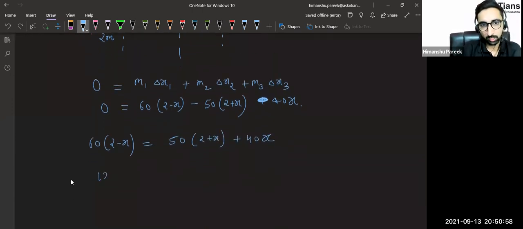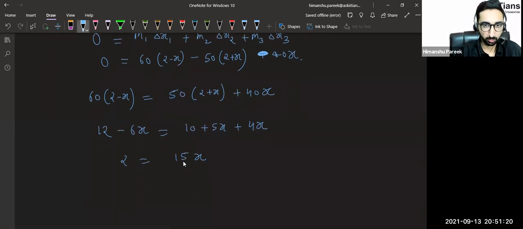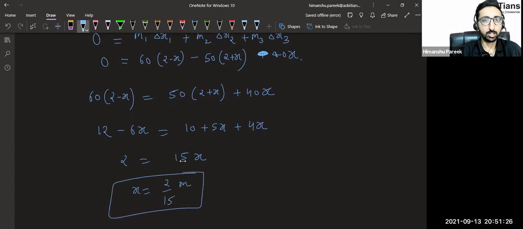Let's solve this. 12 minus 6x. I have cancelled out 0 from all 3 terms. So 12 minus 6x is equal to 10 plus 5x plus 4x. This will become how much? 2 is equal to 5 plus 4, 9. 9 plus 6, 15. So x is equal to 2 over 15 meters.